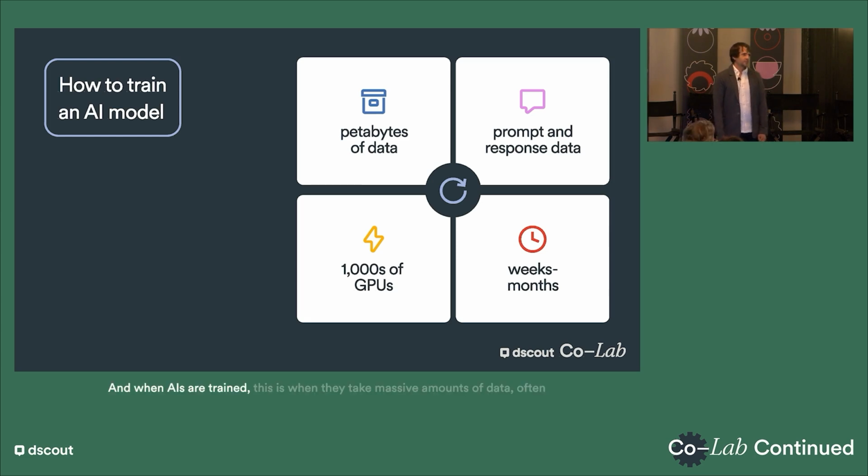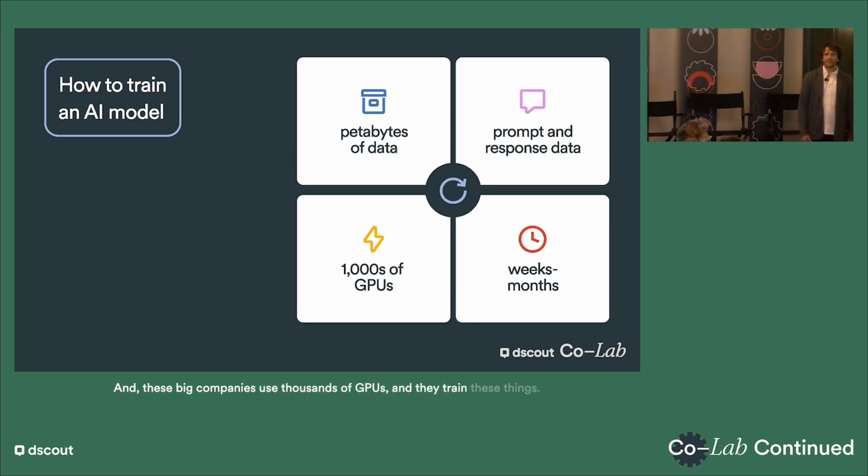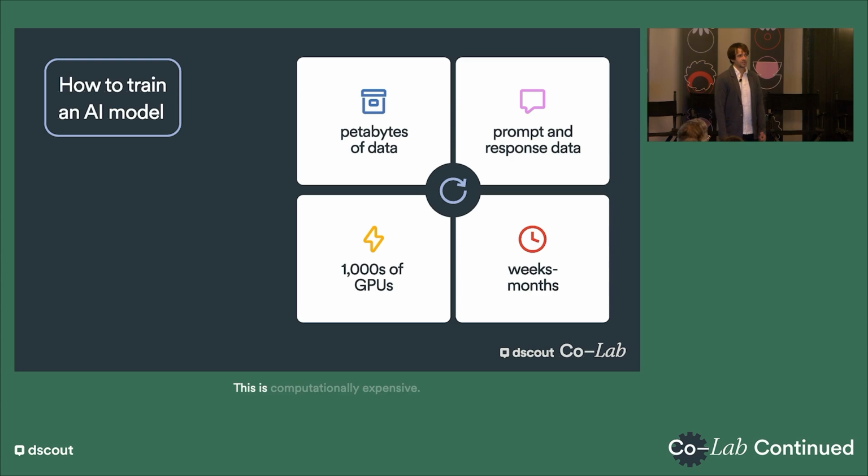And when AIs are trained, this is when they take massive amounts of data, often petabytes of data, and they structure it into prompt and response structures. And these big companies use thousands of GPUs, and they train these things. They run computational programs for weeks, sometimes months, to get these models. This is computationally expensive and super cost expensive. And so there are only a few really big companies out there that produce these really big models. However, there are a lot of a little bit smaller versions of them.